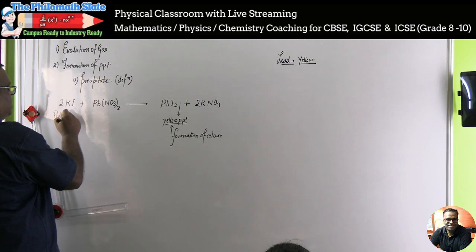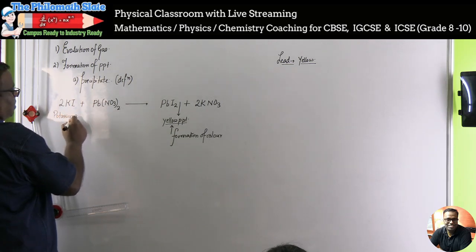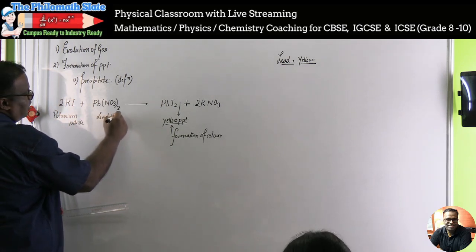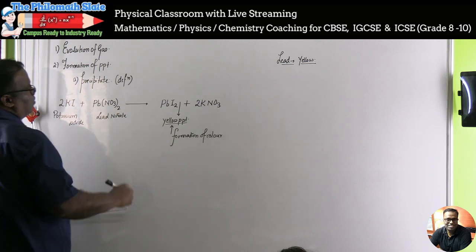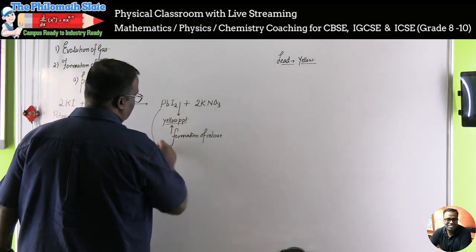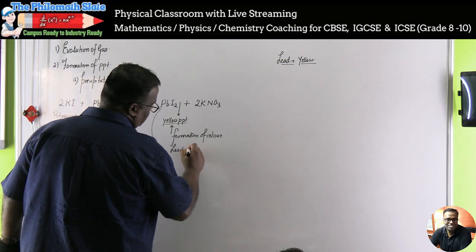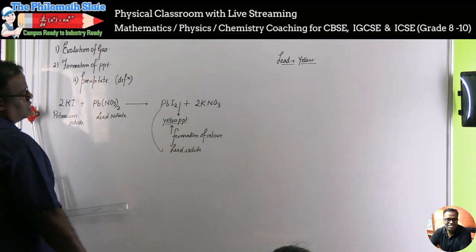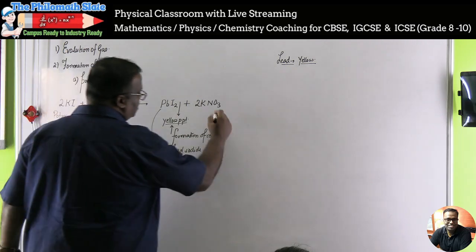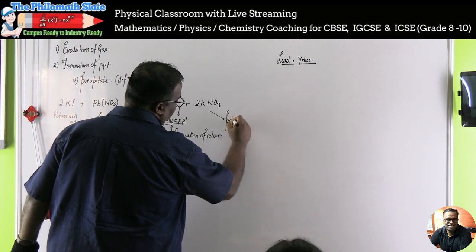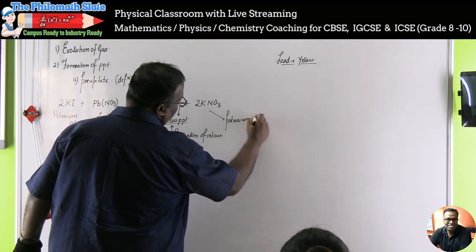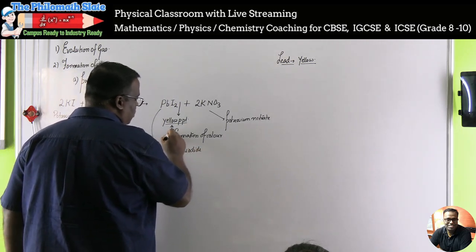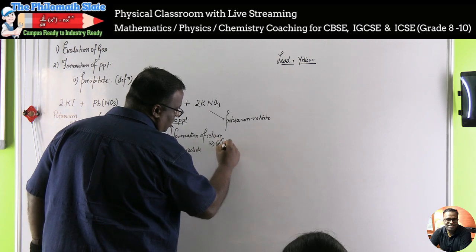Potassium iodide reacts with lead nitrate, forms lead iodide. Again, look, the element iodine is alone associated, so iodide, IDE, and this is potassium nitrate. Formation of color, as well as it also qualifies for double displacement reaction.